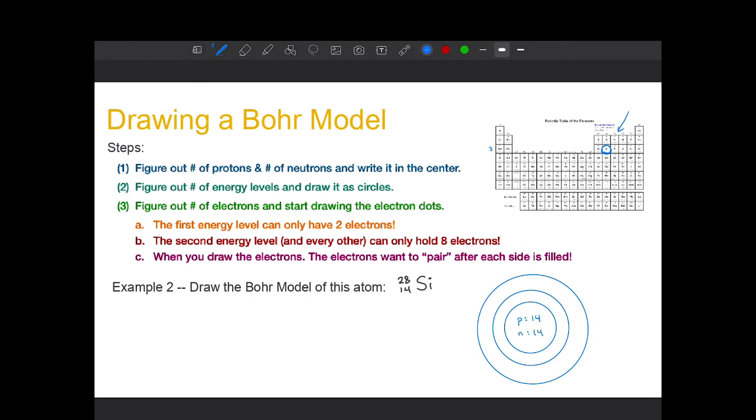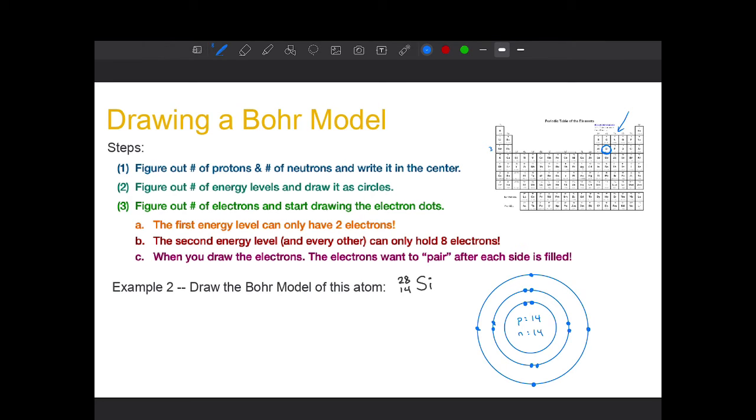Okay, now I'm going to start drawing in the electrons. The number of electrons is going to be, surprise, surprise, the same as the number of protons, so 14, right? I'm going to need to put 14 dots. Watch carefully how I fill it in, okay? 1, 2, 3, 4, 5, 6, 7, 8, 9, 10, 11, 12, 13, 14.